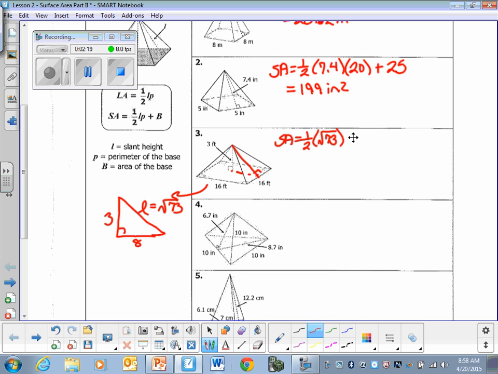times the perimeter, which would be 16 times 4, which is 64, plus the area of the base, 16 squared is 256. So now 0.5 times the square root of 73 times 64 plus 256, and I've got to make this approximately 529.4081 feet squared.